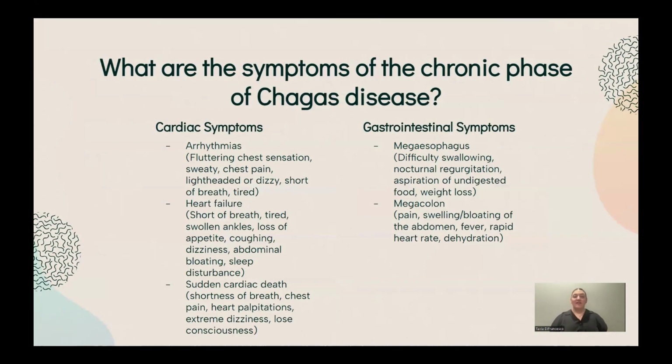The chronic phase of Chagas disease presents itself with cardiac and gastrointestinal symptoms. The cardiac symptoms most commonly experienced are arrhythmias, heart failure, or sudden cardiac death. And the gastrointestinal symptoms most commonly experienced are megaesophagus, which is the swelling of the esophagus, which is the pipe that leads from your mouth to your stomach. And then the megacolon is the swelling of your colon.